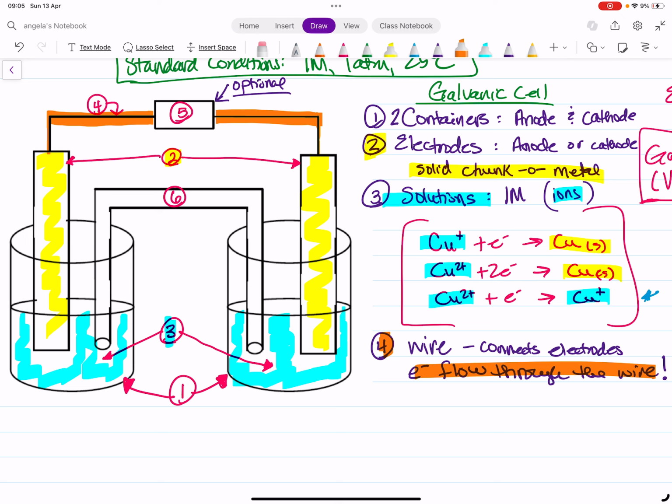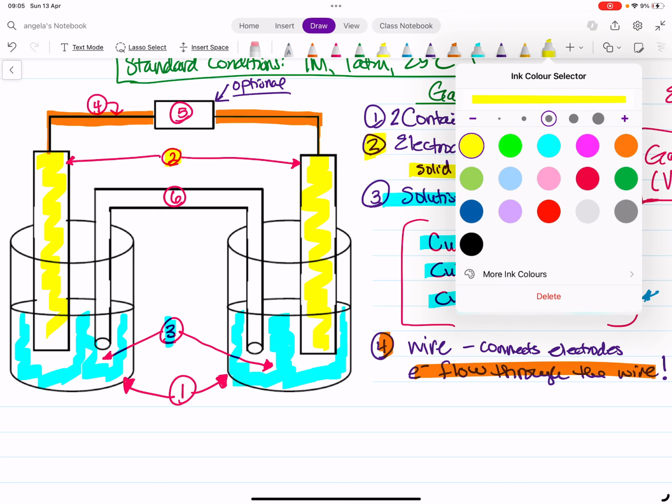Electrons flow through the wire. They flow from one of the solid chunks of metal, and I'll tell you how to tell which one, through the wire to the other chunk of metal. Think about wire. Wire conducts electricity. Electricity flows. What is electricity? Electrons. Electrons flow through a metal wire. So it's really, really important that you get that and not mix it up with anything else.